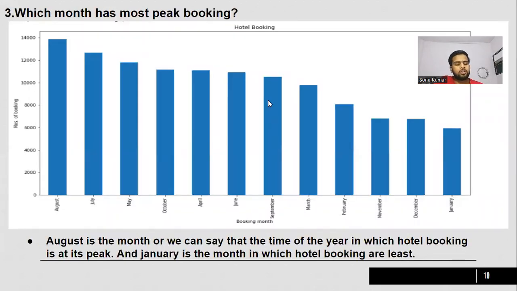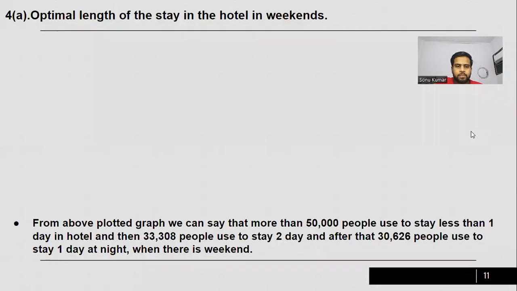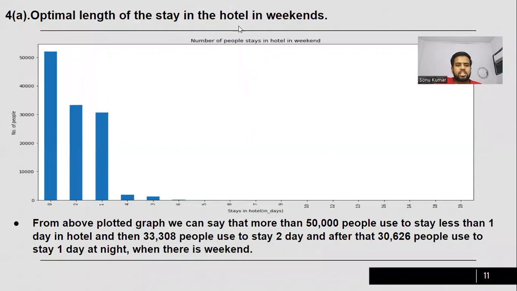Then in the next slide, the topic is the analysis of the month with the peak bookings. It means we will see, among months like January, February, March, which month had the most number of bookings. In this graph we can see that August has the most number of bookings, and if we look at the lowest number of bookings, we can conclude that January is the lowest. Then we have the optimal length of stay in hotel on weekends.